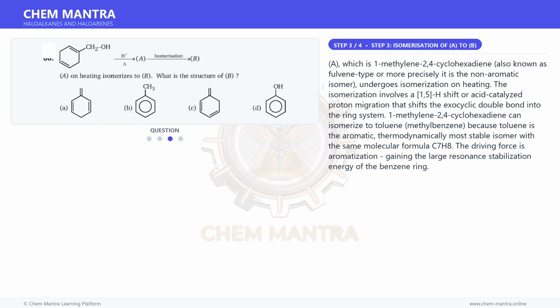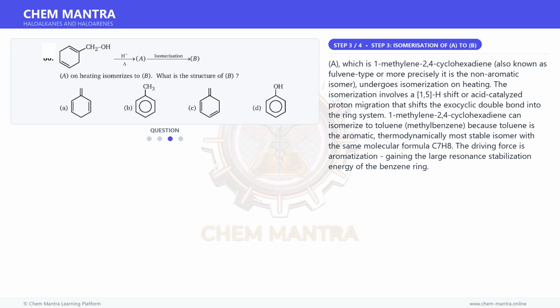A, which is 1-methylene-2,4-cyclohexadiene, also known as fulvene type, or more precisely it is the non-aromatic isomer, undergoes isomerization on heating. The isomerization involves a 1,5-H shift or acid-catalyzed proton migration that shifts the exocyclic double bond into the ring system.